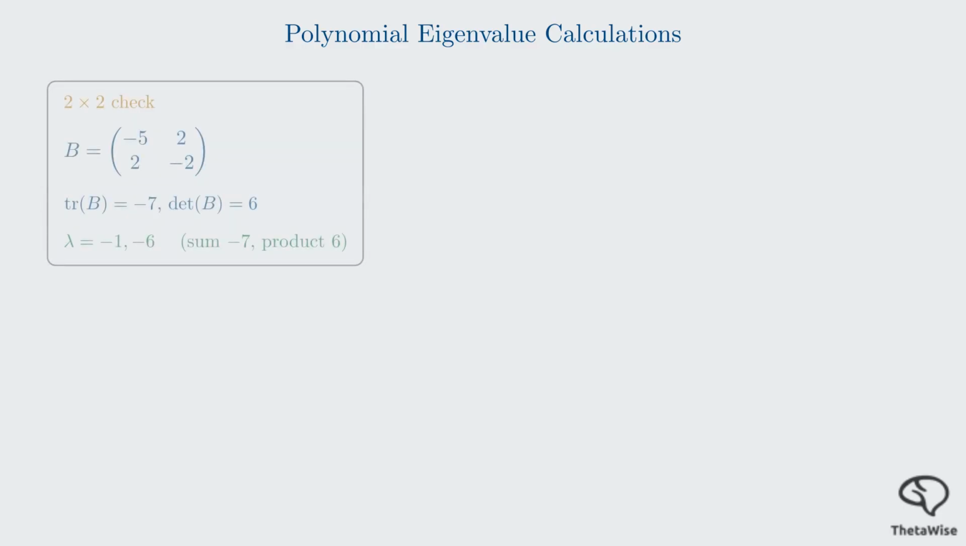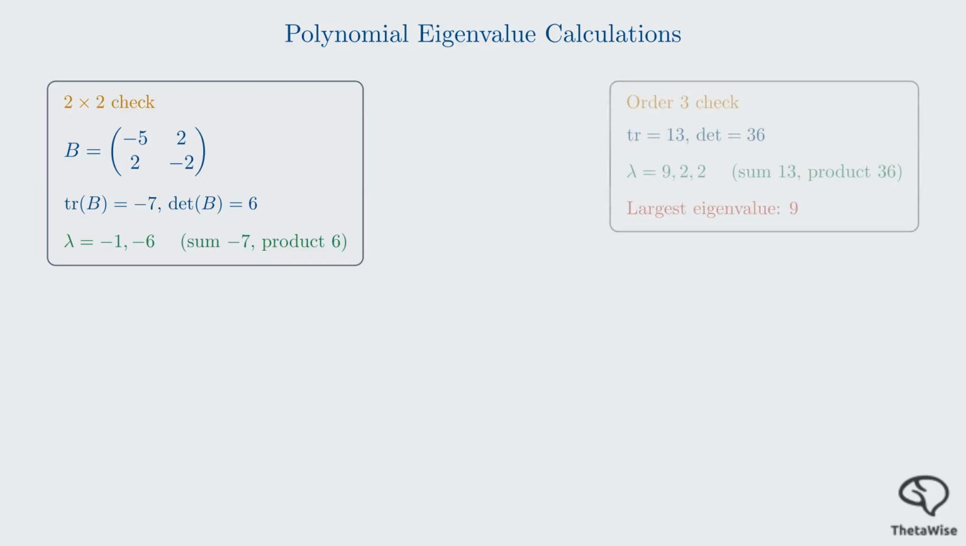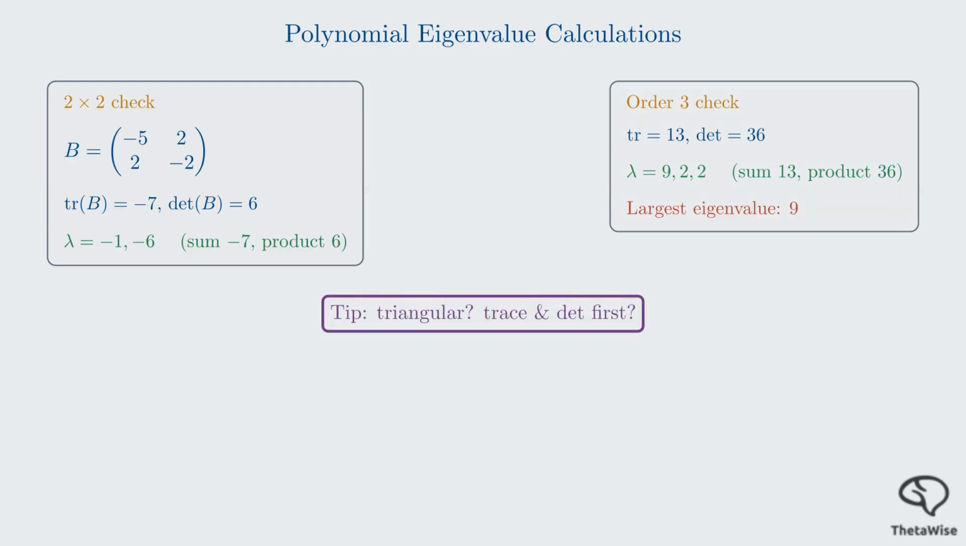We can also use trace and determinant as quick checks in smaller problems. For the matrix, the trace is -7 and the determinant is 10 minus 4, or 6. The pair -1 and -6 has sum -7 and product 6, so those are its eigenvalues. In another Notes example, a matrix of order 3 has trace 13 and determinant 36. The combination 9, 2, 2 has sum 13 and product 36, so the largest eigenvalue is 9. Always check whether the matrix is triangular or whether trace and determinant give enough information before expanding a characteristic determinant.